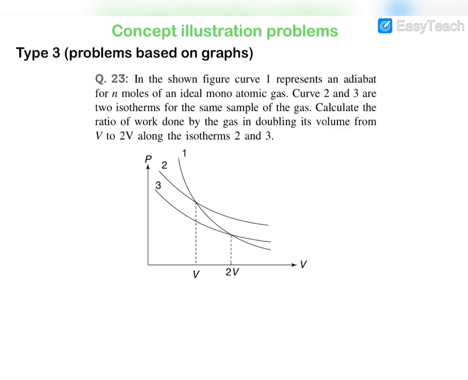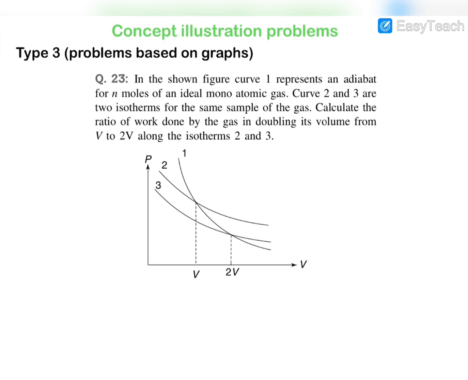In this question you can see that these are three graphs. This is the adiabatic graph, this one, and 2 and 3 are isothermal graphs. These three graphs are plotted for different processes for the same sample of gas, which has n moles of ideal monatomic gas. So we have to find the ratio of work done in 2, which is another isotherm, and work done in 3, from doubling the volume of the gas from V to 2V.